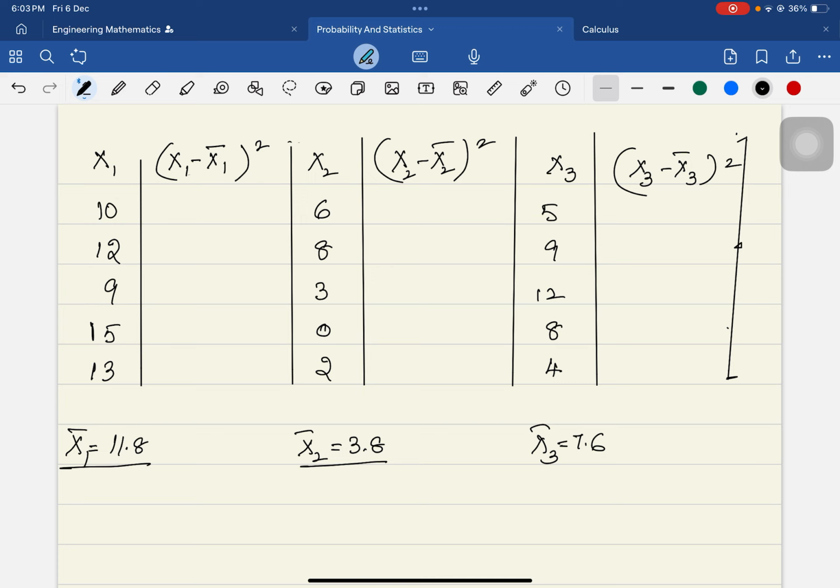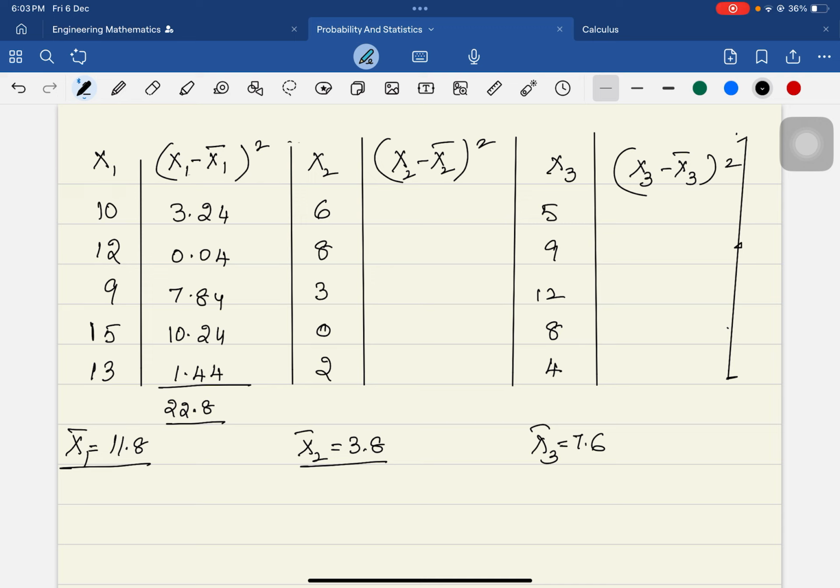Let us now find x1 minus x1 bar the whole square. That means 10 minus 11.8 the whole square, which becomes 3.24. Next, 12 minus 11.8 the whole square, which is 0.04. Then 9 minus 11.8 the whole square, which becomes 7.84. And 15 minus 11.8, that means 3.2 the whole square, which is 10.24. 13 minus 11.8, which is 1.2 the whole square, is 1.44. We find the sum of all these, and that gives you 22.8. This is the answer.